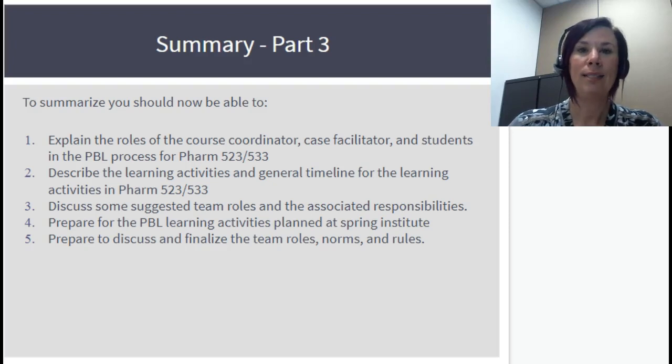To summarize, now that we've gone through this session, you should be able to explain the roles of the course coordinator, case facilitator, and students in the PBL process for 523-533. You should be able to describe the learning activities and general timeline for the learning activities. You should be able to discuss some suggested team roles and the associated responsibilities. And you should be prepared for the PBL learning activities planned at Spring Institute and to discuss and finalize the team roles, norms, and rules.